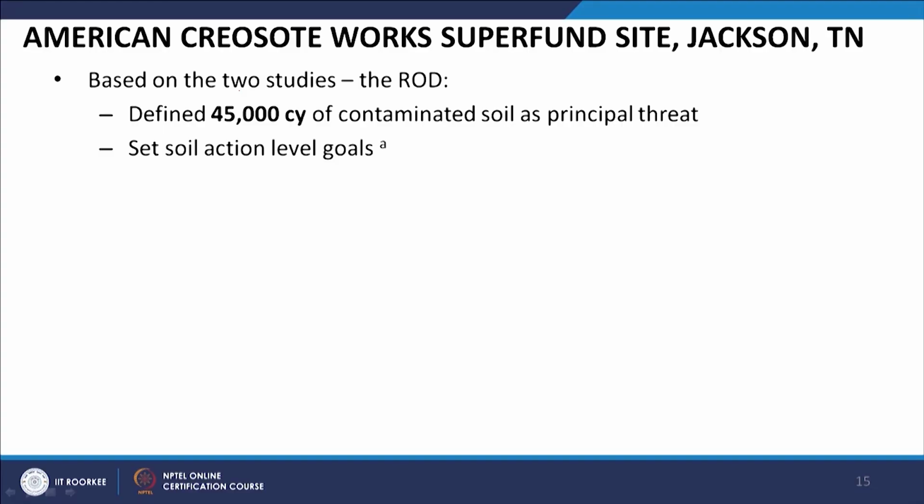And what else do we have here? So based on the 2 studies, the ROD defined this particular contaminated soil to be the principal threat, as in you still have some contaminated soil other than this 45,000 cubic yards, but that was again due to different factors, probably the cost, and relatively less risk posed to the relevant populations or estimated population due to that particular level of concentration, right.